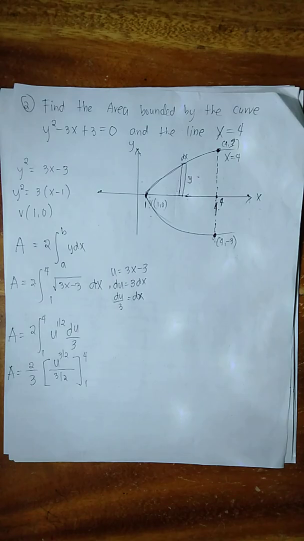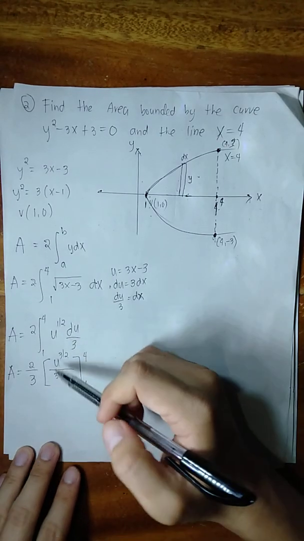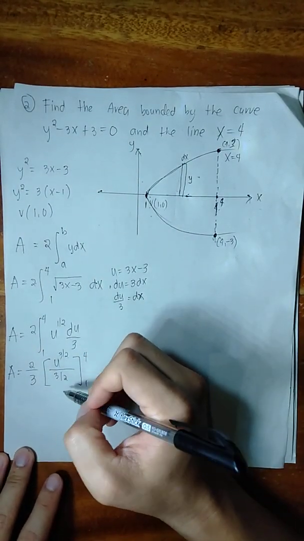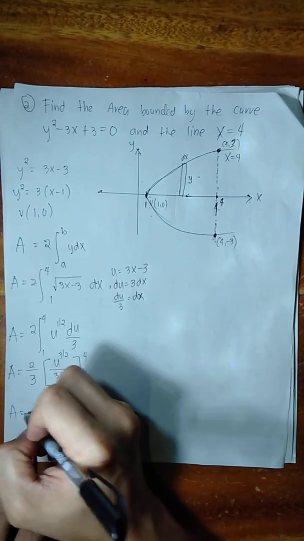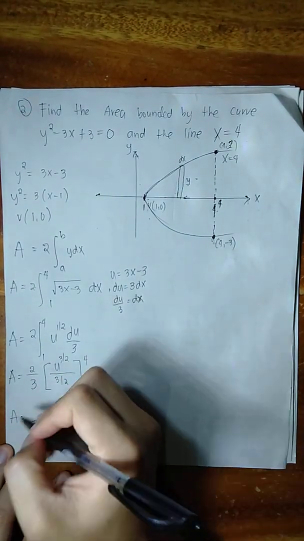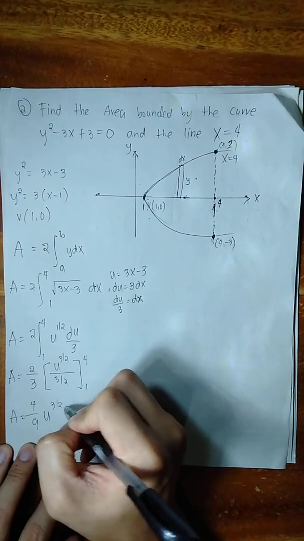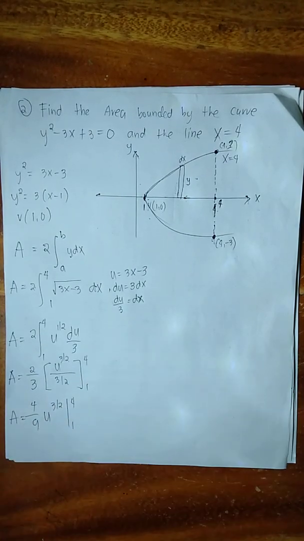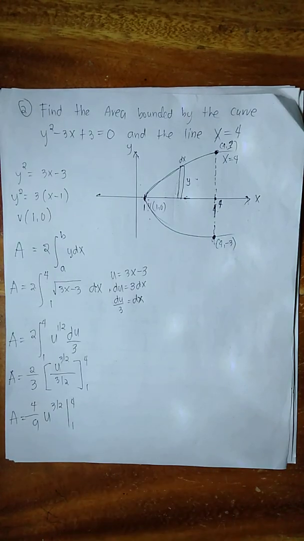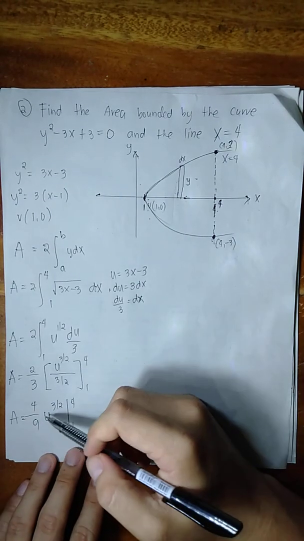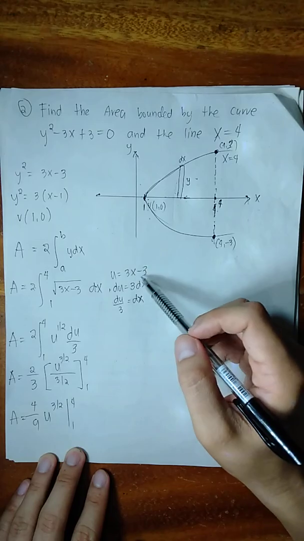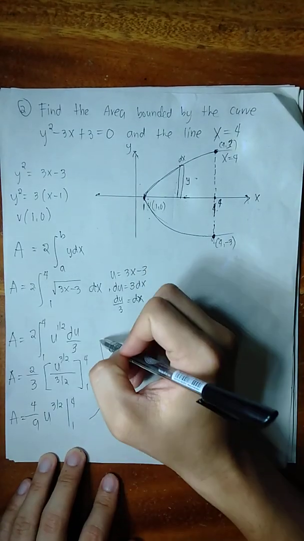Okay? Then, mag-i-inverse lang yan. So, 2 times 2, that's 4. 3 times 3, that's 9. So, it becomes 4 over 9 u raised to 3 halves, integrated from 1 to 4. Sir, can we substitute now the boundary? Hindi pa. Since we need to replace u by its original function, which is 3x minus 3. So, ipapalit pa natin yun.